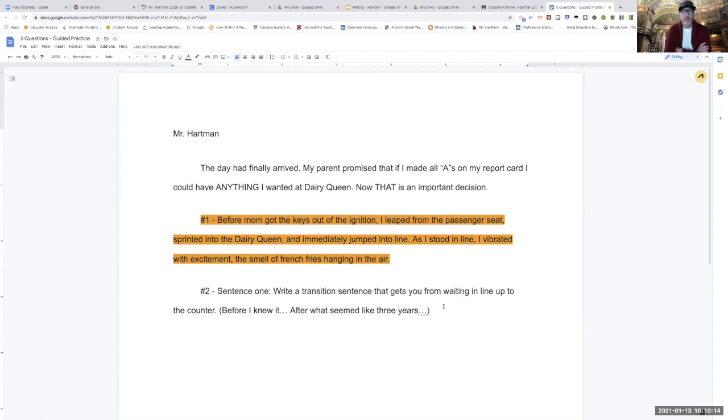And again, if you're uncomfortable with this, good. It's all right to be uncomfortable. The more you try something, the more you do something, the more you put yourself out there, the better you will get over time. So do the best you can. Write a transition sentence. All we're doing is just writing a sentence that gets us from waiting in line up to the counter. That's it.